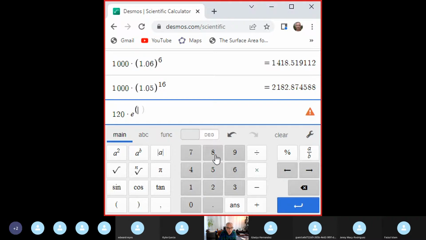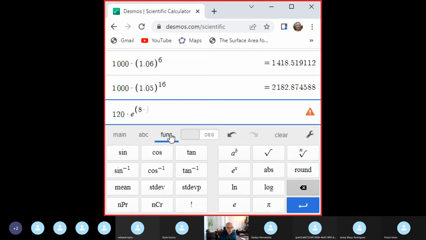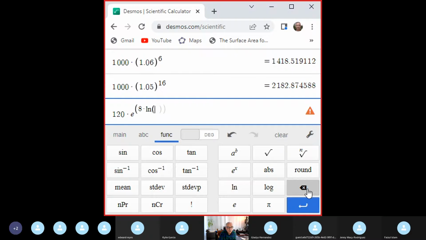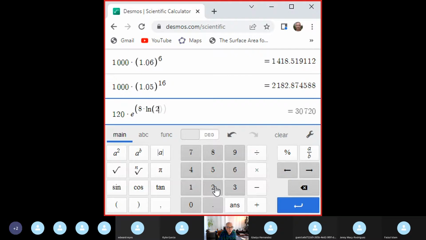I put them in a different order. I put a times natural logarithm of 2, function again, natural logarithm of 2. Outside the parentheses of the logarithm, you have two levels of parentheses. One parenthesis involves everything inside the exponent of the E, and another parenthesis is the argument of the logarithm. Now division by 3.